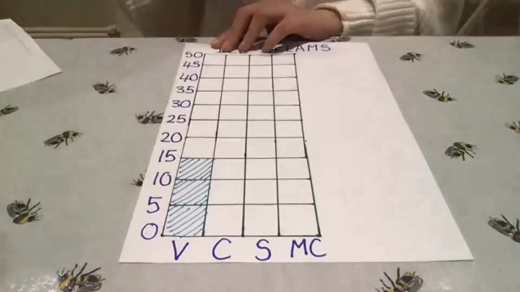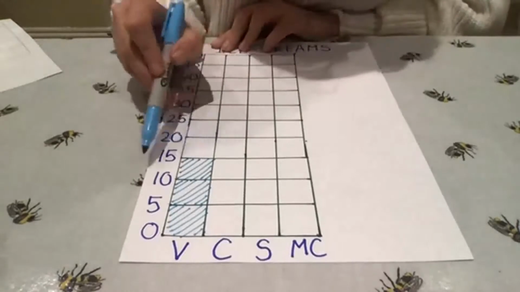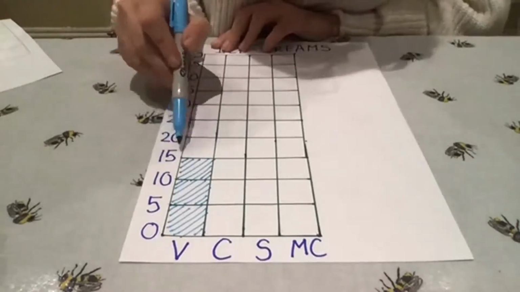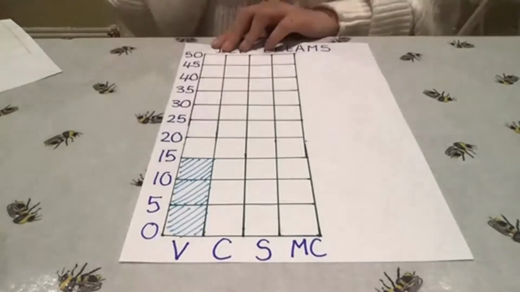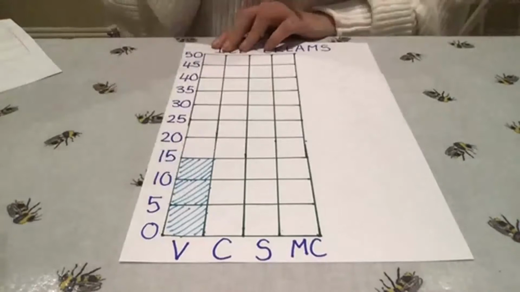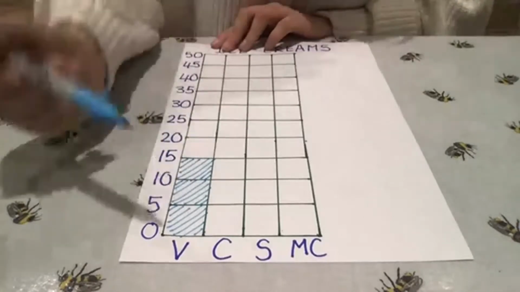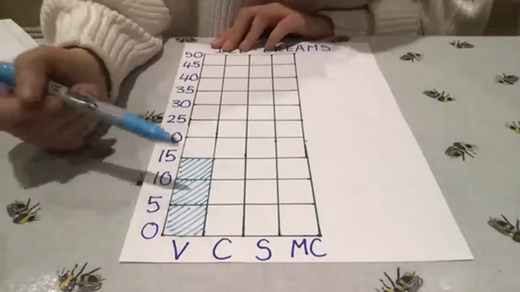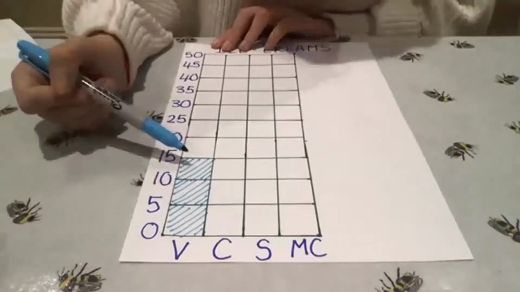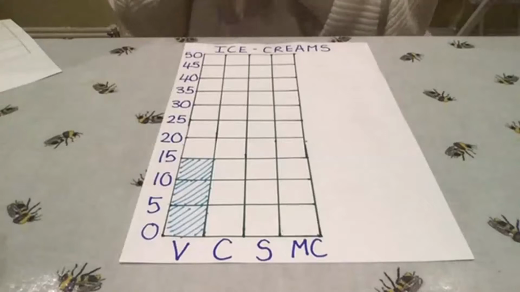Okay, how many vanilla ice creams have I got now? Well, if I move my finger across, I can see that there are 15 vanilla ice creams, and we needed 15 vanilla ice creams. Now, how come we've only coloured in 3 blocks? Well, that's because each block represents 5 items. So our first block is 5, our second block is 10, and our third block is 15. So we've got 15 vanilla ice creams.